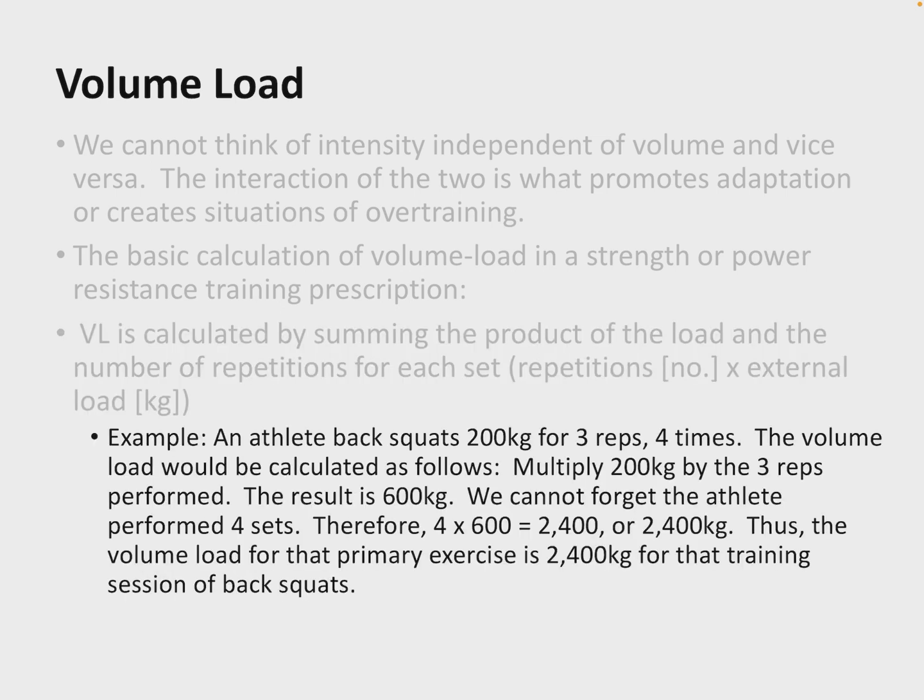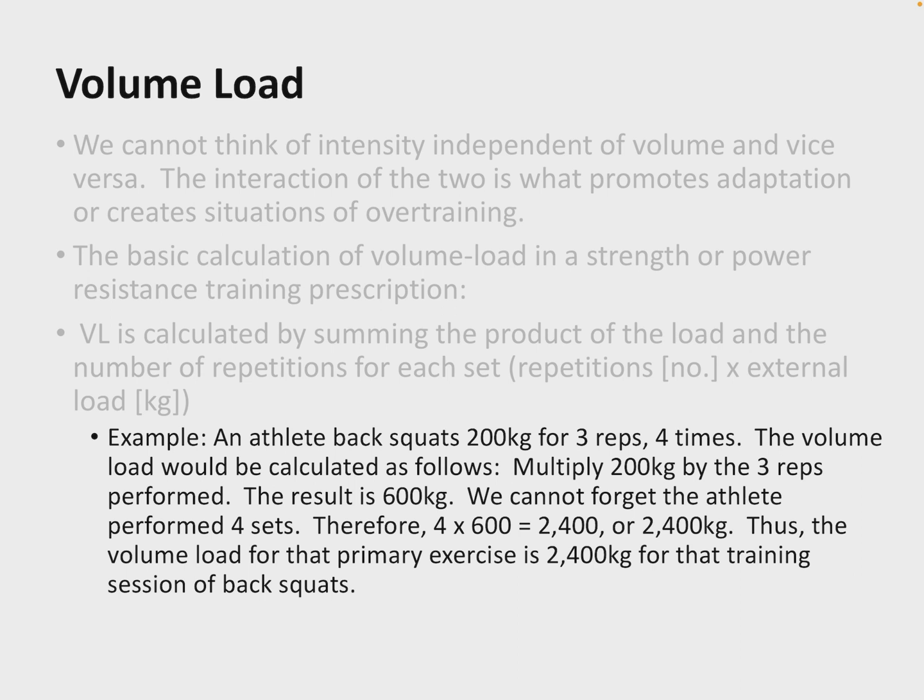So in our example, if an athlete does back squats of 200 kilograms for 3 reps and 4 sets of that, the volume load would be calculated as 200 kilograms times the 3 reps and then multiplying by the 4 sets, giving us 2,400 kilograms. So the volume load for that primary exercise, the back squats, is 2,400 kilograms.